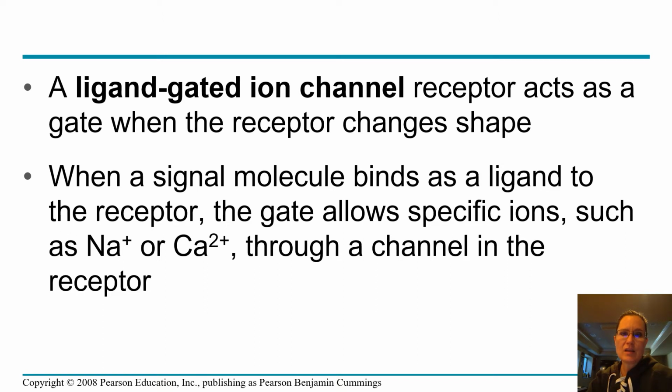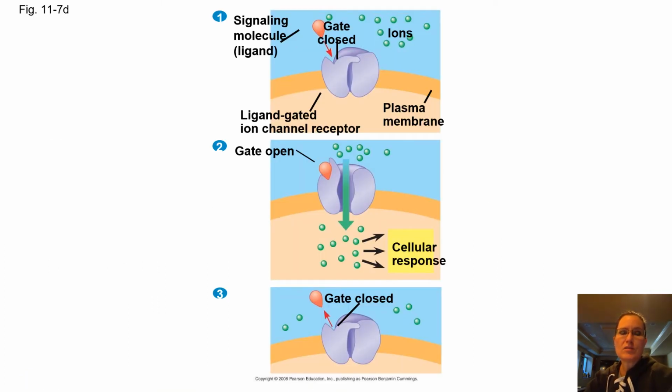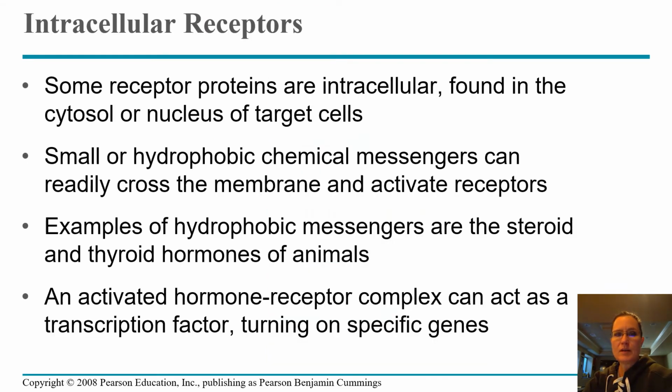And then a ligand gated channel, which is also in the title, is for things that are charged, and it has a little trap door. It changes shape, and then the door opens, and the thing releases, and then it goes back to the original shape. Here's a little picture of that. The ligand comes in. You can see it says the gate's closed, and then you can see it's open, and the stuff goes through, and then it releases, and it goes closed again.